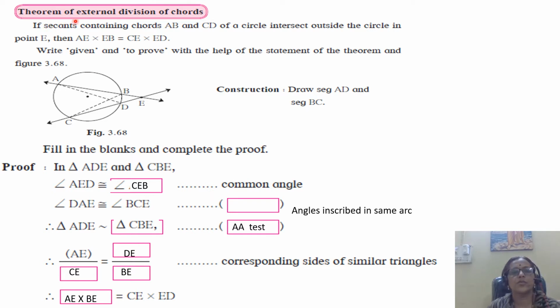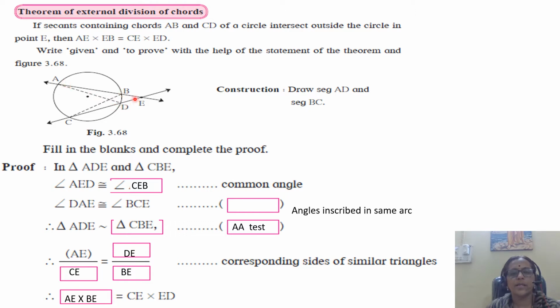Study the theorem of external division of chords. If secants containing chords AB and CD of a circle intersect outside the circle in point E, then you have to prove AE into EB is CE into ED. So AB and CD are secants intersecting outside in point E. Draw AD and draw BC.